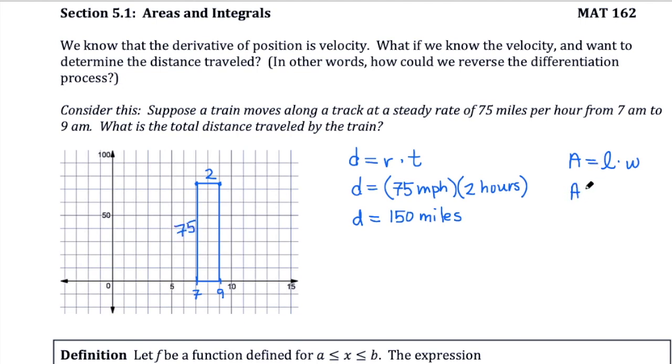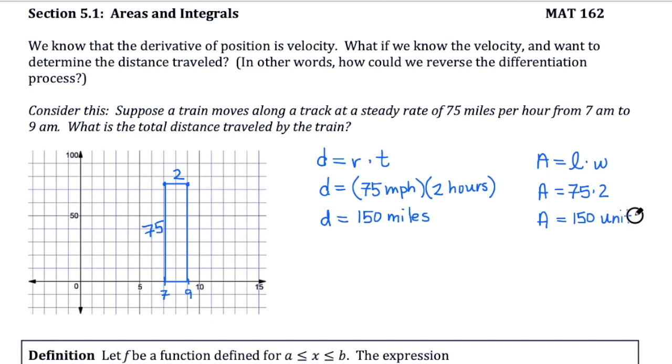So to calculate the area of my rectangle, I would take length of 75 times width of 2, and notice I come up with the same number. It's 150 square units. And this isn't a coincidence. If we know the position, and we take the derivative of it, because a derivative is a rate of change, we end up finding out the velocity of the object.